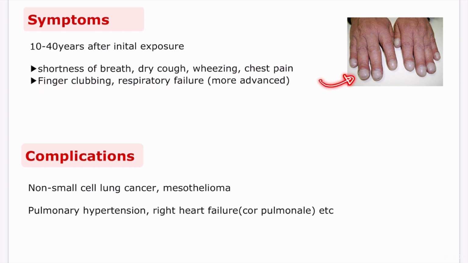So if you look at this, the nails are cuffed downward like a spoon, and they may indicate a disease in the heart or lungs. The complications of asbestosis include non-small cell lung carcinoma, mesothelioma, and also pulmonary hypertension and right heart failure. And if severe, asbestosis can even be fatal.